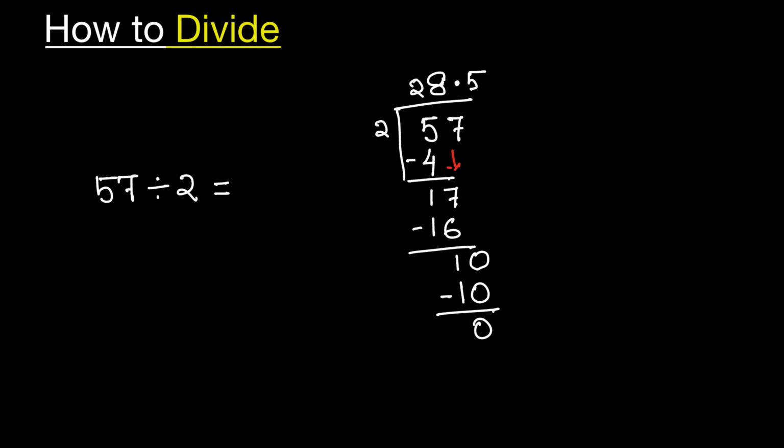so we will stop. Therefore, 57 divided by 2 is equal to 28.5, and this is our final answer.